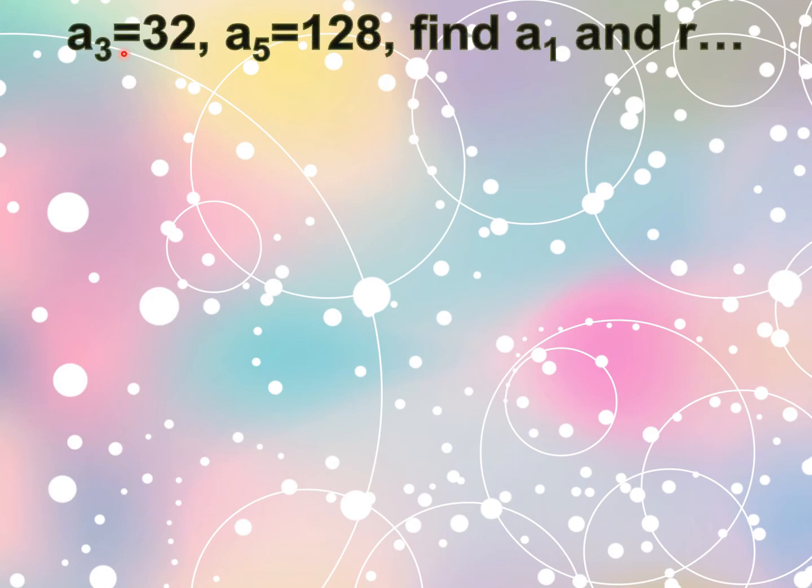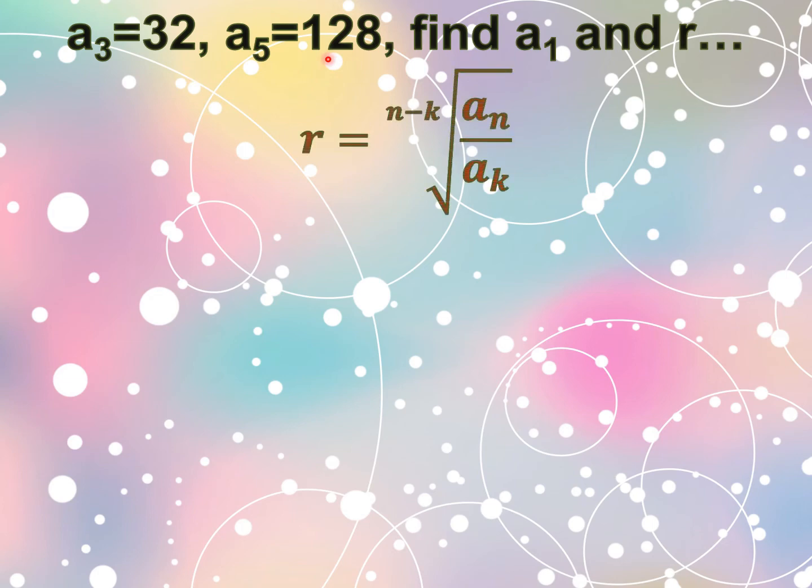Let's have the next example. a sub 3 is equal to 32, a sub 5 equals 128, and we need to find a sub 1 and the common ratio. Since we notice here that the given terms are far apart, we cannot immediately get the common ratio by dividing these two.